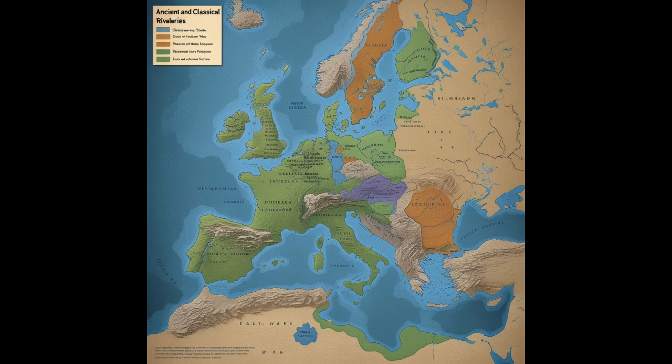Medieval and early modern rivalries. The Hundred Years' War, 1337 to 1453. Rivalry. England versus France. Diplomacy. Diplomatic maneuvering, alliances, and marriage were key strategies. For example, the English royal family used marriages to secure alliances with other European powers. Treaties like the Treaty of Picquigny, 1475, attempted to end conflict but were often temporary solutions in a long-standing rivalry.